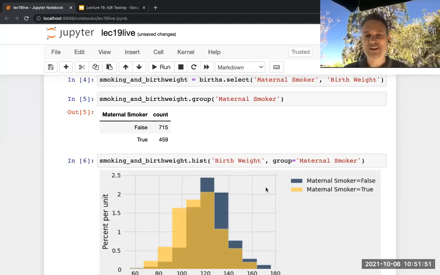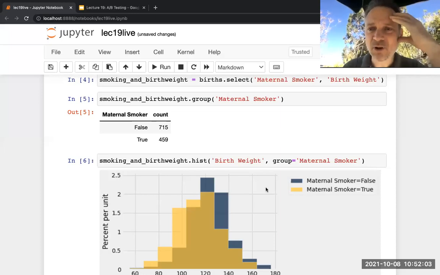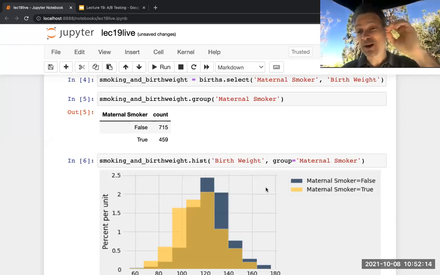Yes, this was a randomized experiment. The observed data here, the babies in this table, are a random sample of all the mothers who gave birth in this hospital system. Okay, so it's randomized, but it's not a controlled experiment, right? So mothers were not assigned to smoke for 9 months or to avoid smoking for 9 months.